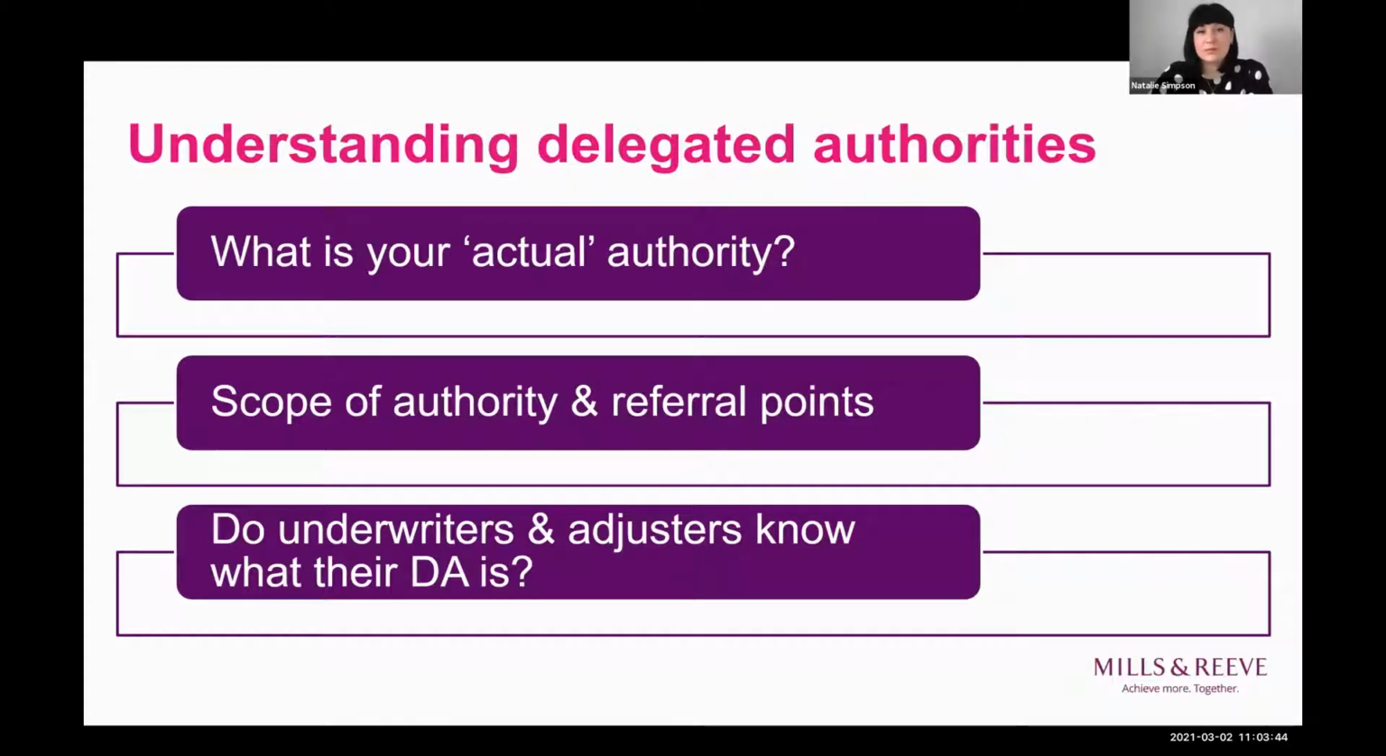Incorporated within this document, there'll also be trigger points. So areas that need to be referred into insurers for authority. This allows insurers to stay close to what's being written while providing the cover holder with some autonomy, quite a lot of autonomy, I would say. Fantastic, thanks, Nat. So that is actual authority.